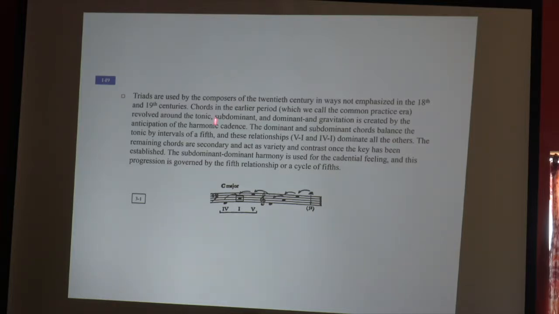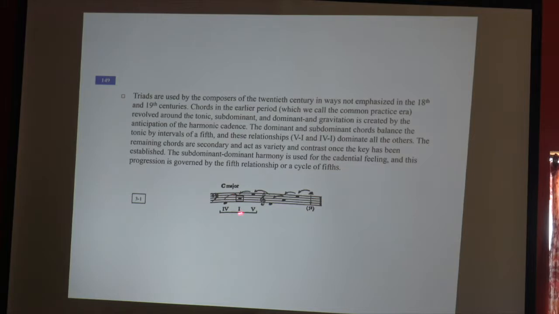Music really revolved around these three chords, tonic, subdominant, and dominant, all moving in anticipation of a harmonic cadence. The dominant and subdominant chords balance the tonic by intervals of a fifth, and these relationships, 5 to 1 and 4 to 1, dominate all others in the tonal spectrum. The remaining chords are considered secondary, and they act as variety or contrast once we've established the key. So this subdominant-dominant harmony is essential for the cadential feeling, and that's why this progression is governed by the fifth relationship, or a cycle of fifths.